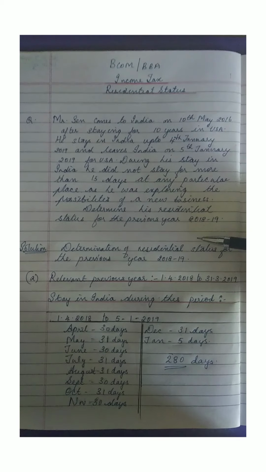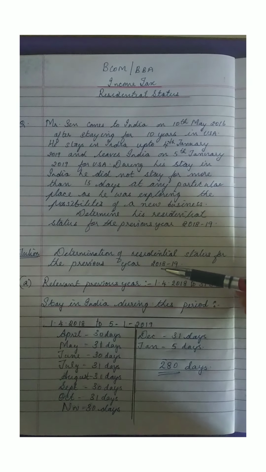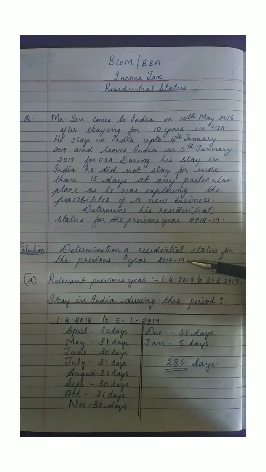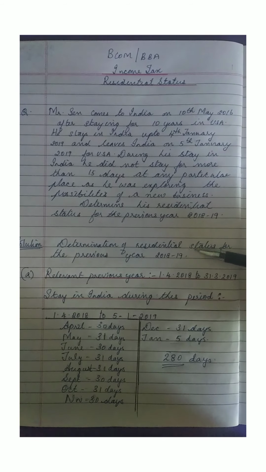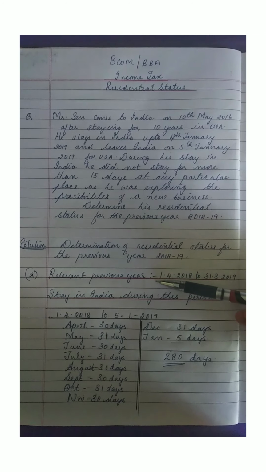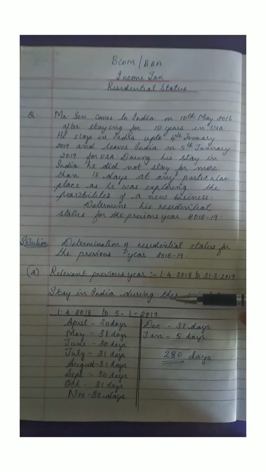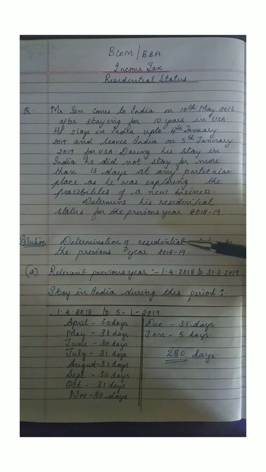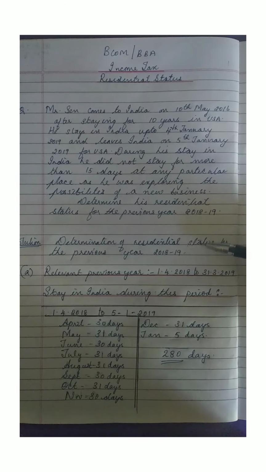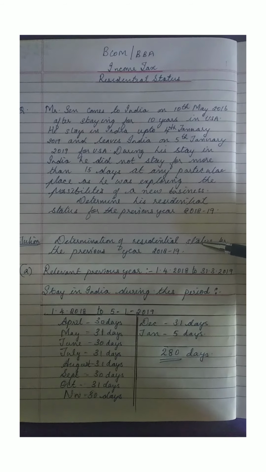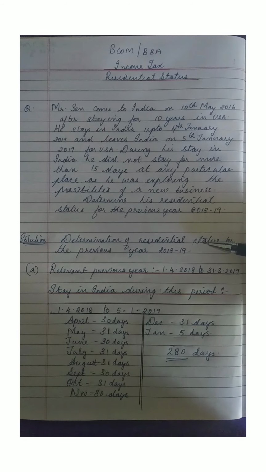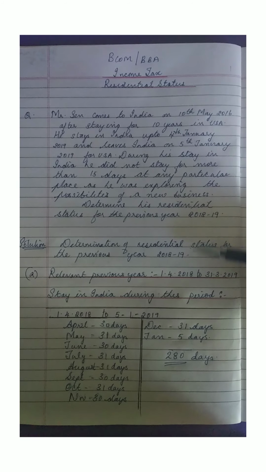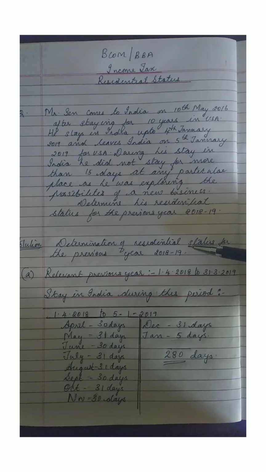Now, how will we do it? The moment you get a question, write down like this: determination of residential status for previous year. What is your previous year? 2018-19. Write that. For the relevant previous year, we have to go for the basic condition as well as the additional condition. In the first video of this residential status, I explained the basic conditions as well as additional conditions. So, whoever does not know that, kindly watch that video, and you'll understand what the basic conditions and additional conditions are.